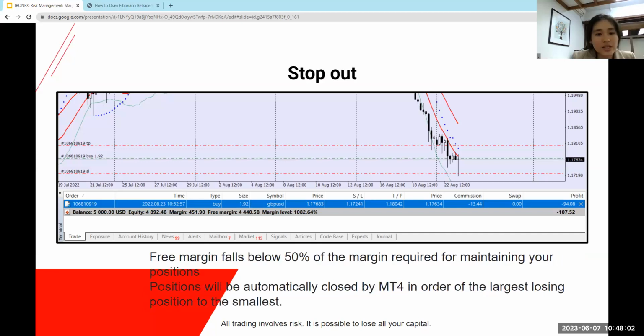Okay, and then next we have stop out. So when exactly do you get stopped out? You get stopped out when free margin falls below 50% of the margin required for maintaining your positions. Positions will be automatically closed by MT4 in order of the largest losing position to the smallest.